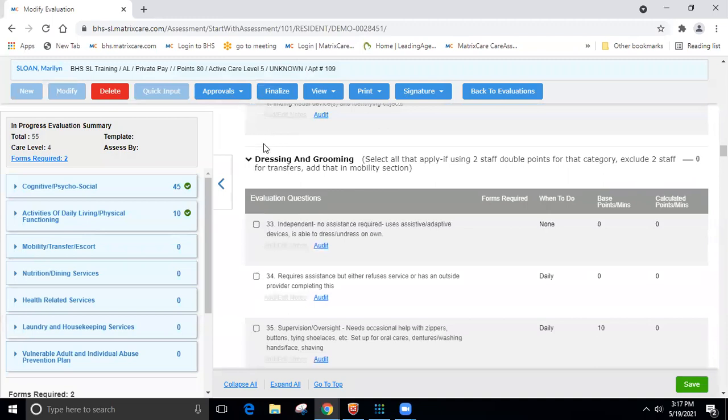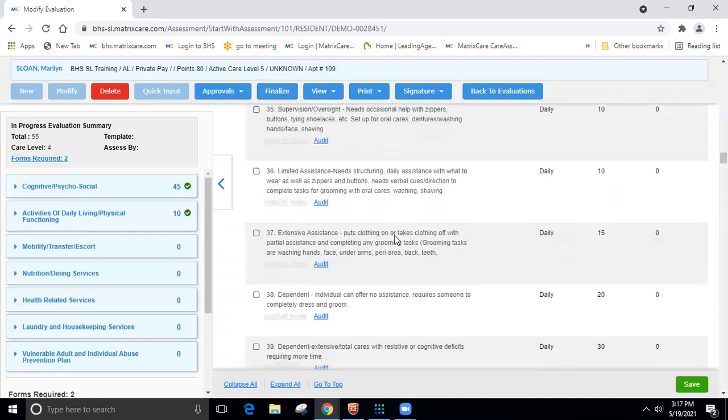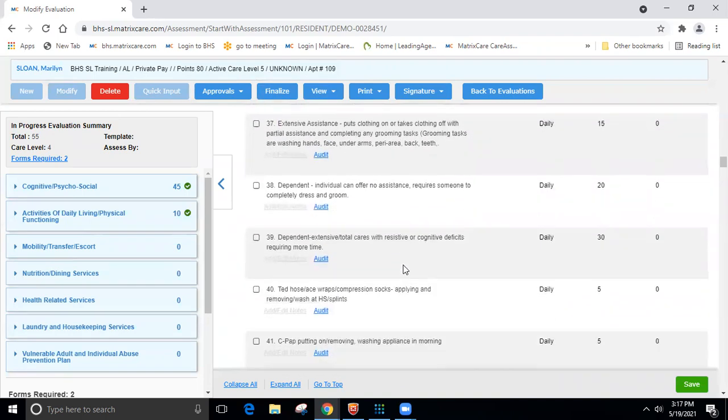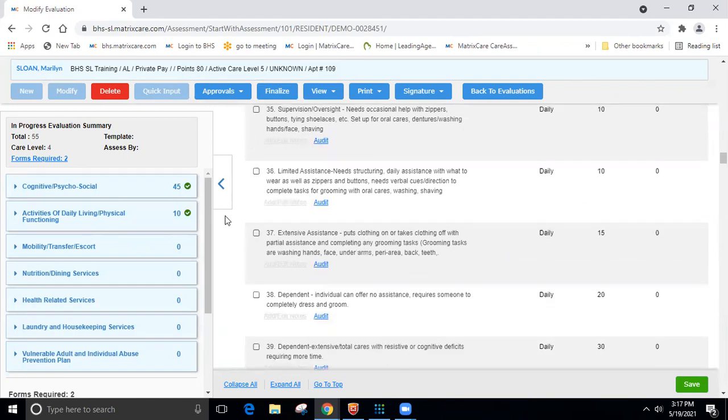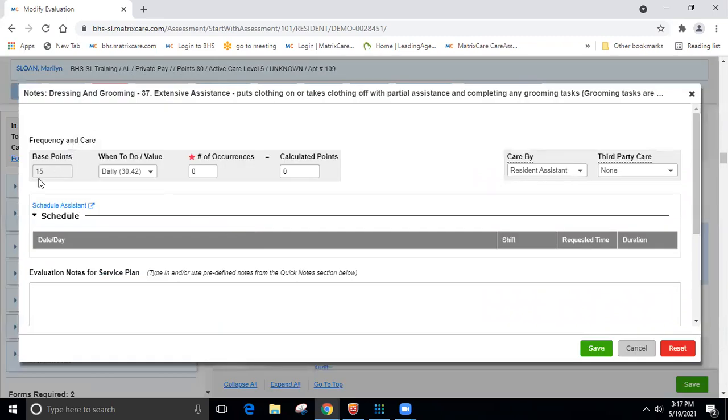Again, we're under dressing and grooming. Select all that apply. If we have 2 staff for that category, we can double those points. And we do not put mobility in this section. So it's not how they get out of bed. It's really the assistance for dressing, grooming. So here, you'll notice that we have limited and oversight takes about the same amount of time, 15 points or 15 minutes. So here's another scheduling piece.